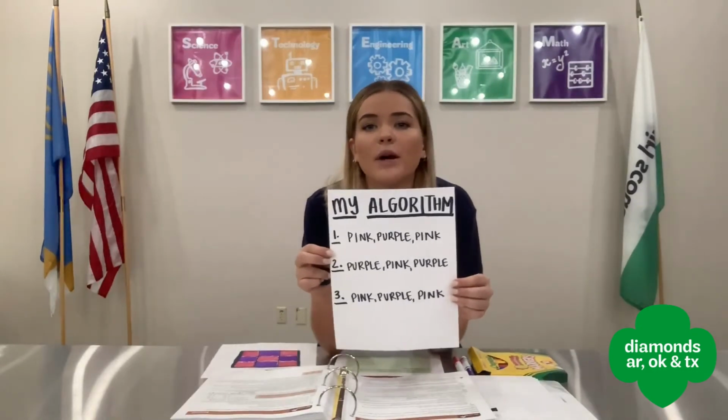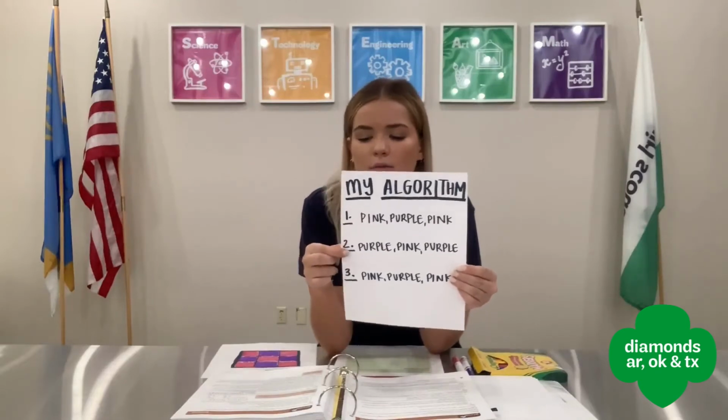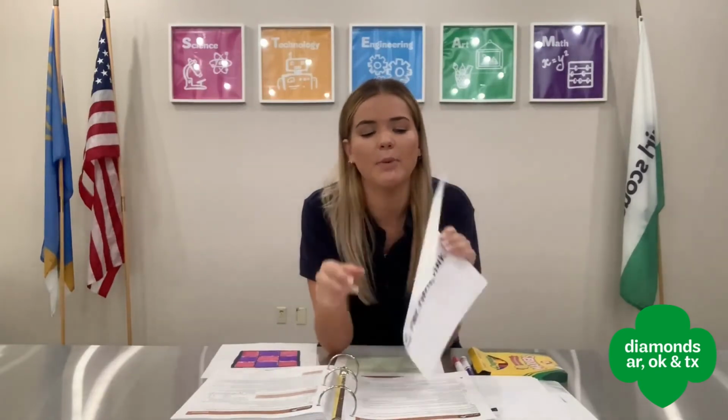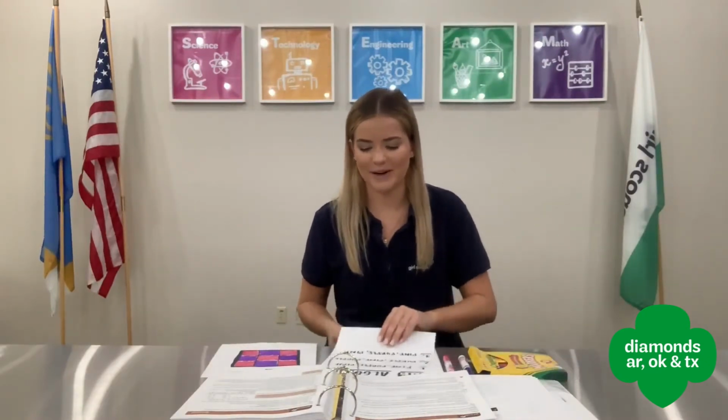I just have it like 1, 2, 3 like this for row 1, row 2, and row 3. Pink, purple, pink, purple, pink, purple, pink, purple, pink. This will help them get an idea for what they need to put on their patch quilt algorithm for another Brownie pair to recreate.